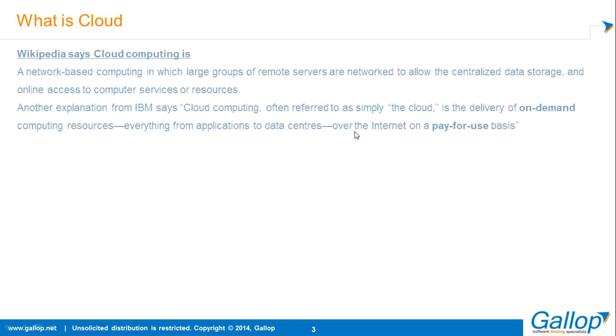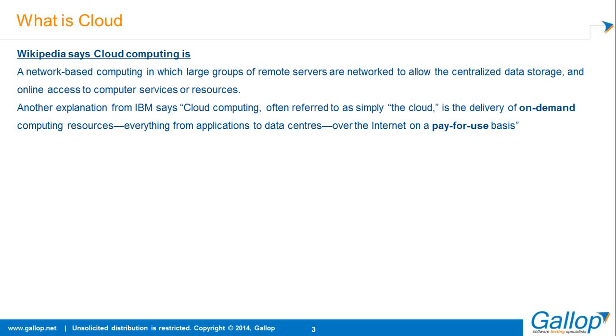Another explanation from IBM says cloud computing, which is often referred to as simply the cloud, is an on-demand service available on a pay-for-use basis, which actually is the secret behind cloud. The reason why cloud has become so big and why everyone wants to go onto the cloud is, number one, the cost, and number two, obviously removing the headache of maintaining your own infrastructure and your own data centers.